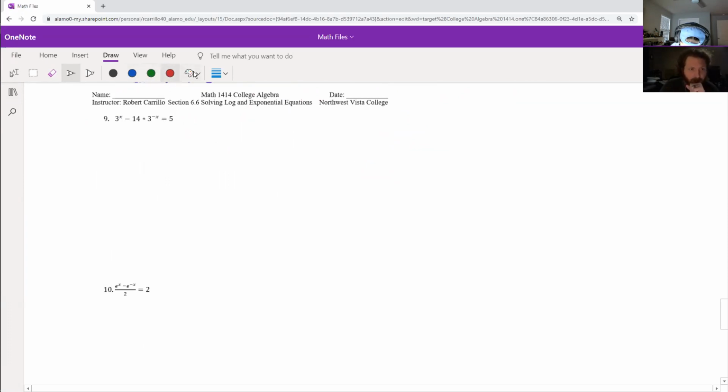Take a look at this. What color do I want? Let's do orange. See this negative x right here? This is not a polynomial, so we cannot U substitute this the way that we would U substitute something else.